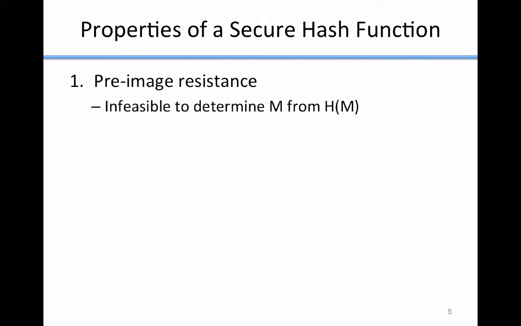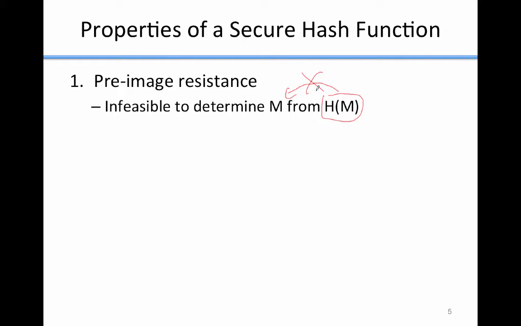And pre-image resistance means that if I'm given a hash, I'm not able to easily find the message that produced it. So we say that it's infeasible to determine M, the message, from H(M). So if I give you a hash, you can't easily go backwards to the message. That's not easy to do.